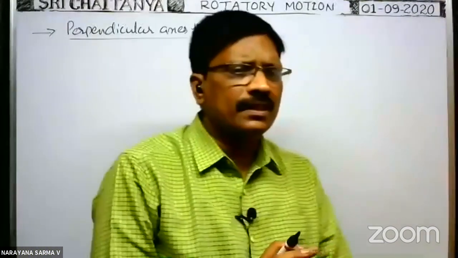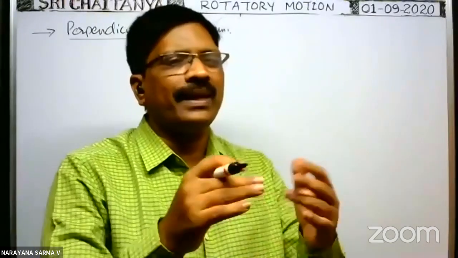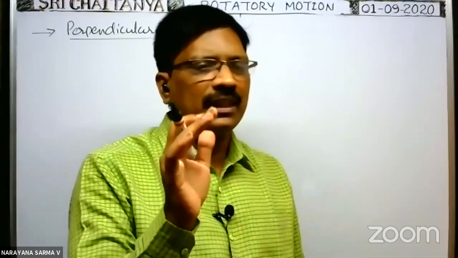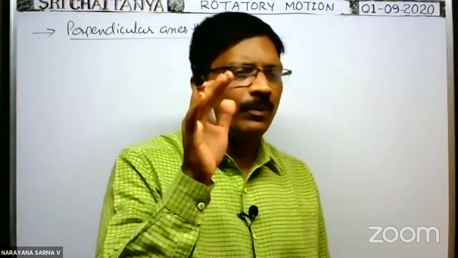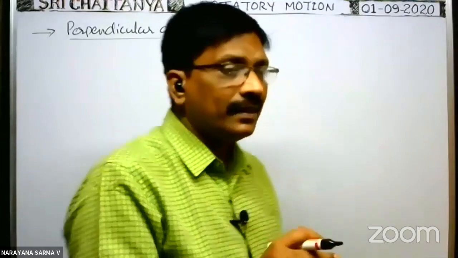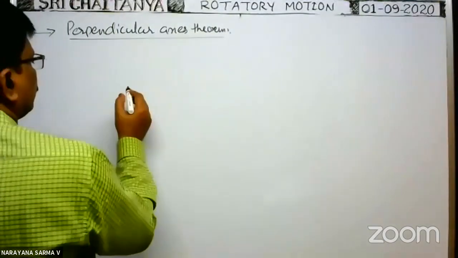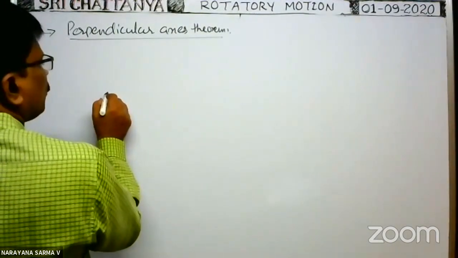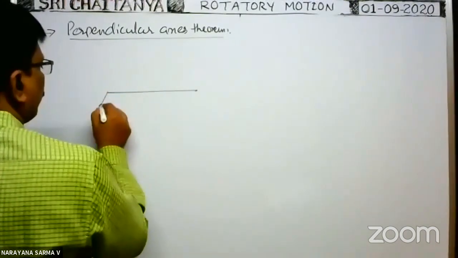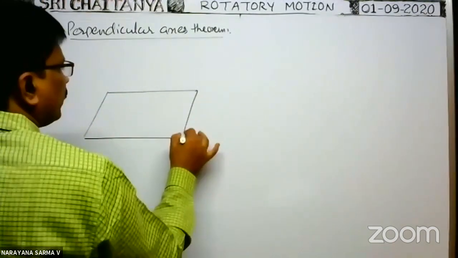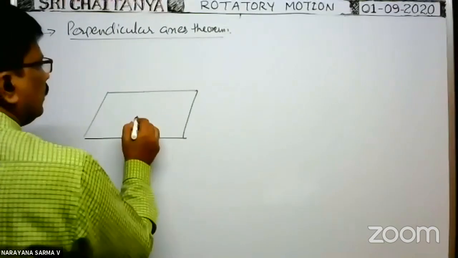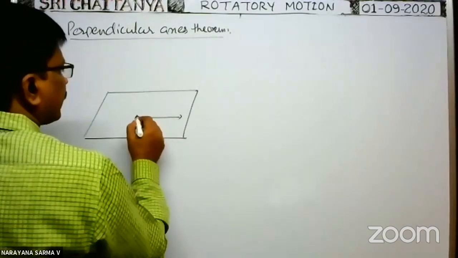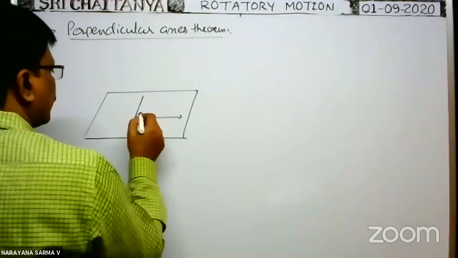Suppose the rigid body is available in the form of a plane sheet or planar, like a book. If the given rigid body is available in the form of a plane sheet, or if any body has a plane surface, in such a case, suppose we have a plane sheet like this. Okay. Here, this is the x-axis, this is the y-axis.